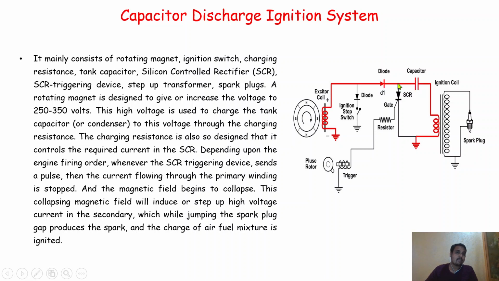At that time that amount of voltage or current will be supplied to the SCR, the silicon controlled rectifier, and from the SCR it will be supplied to the primary windings. In this case the capacitor will get discharged. It means the capacitor was initially charging, and now as this rotates, the capacitor starts discharging, and that voltage is supplied to the SCR circuit. That's why it is called the capacitor discharge ignition system.